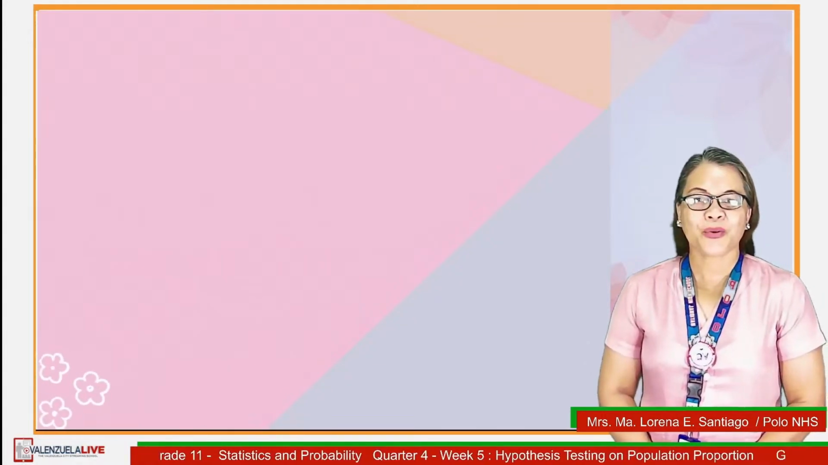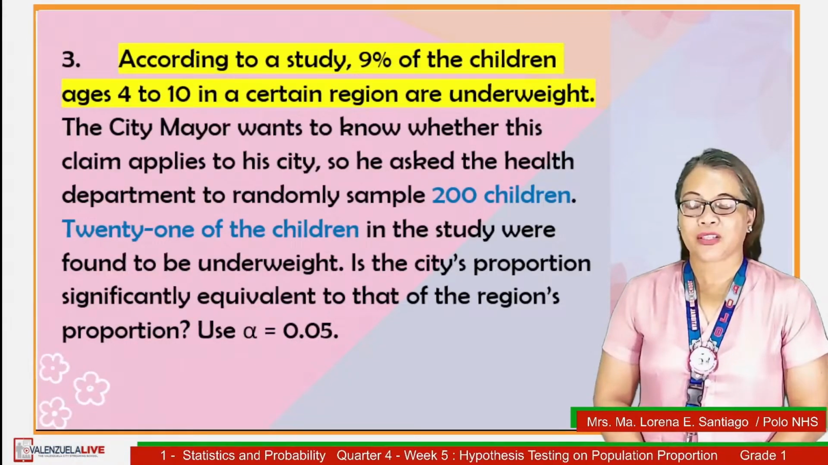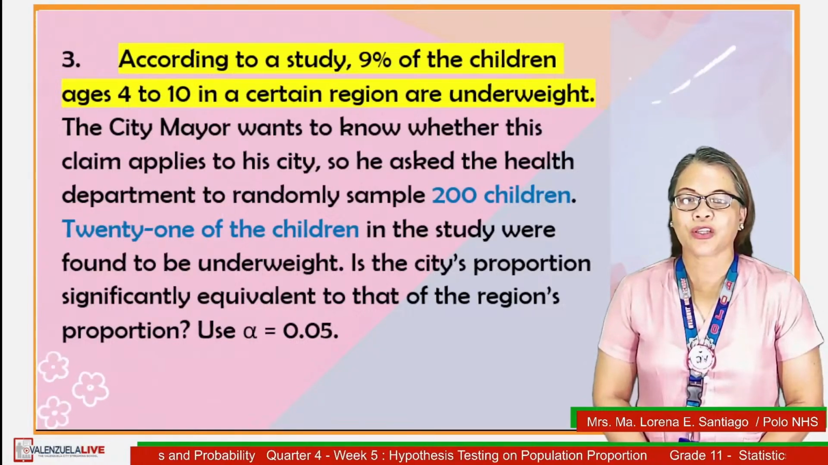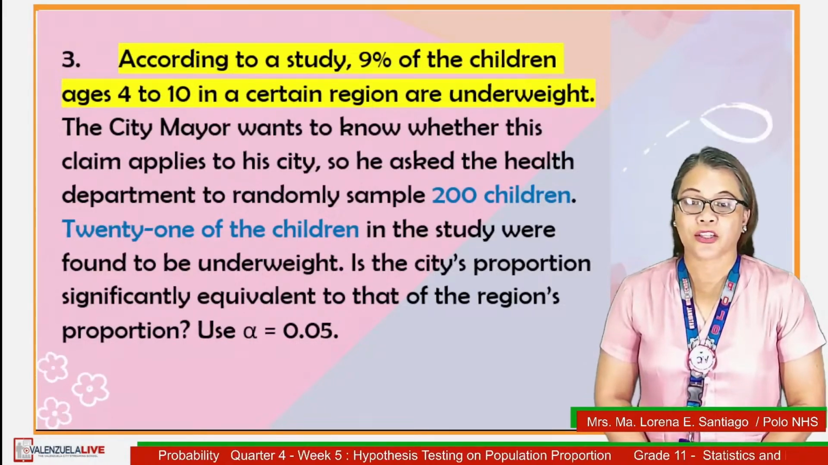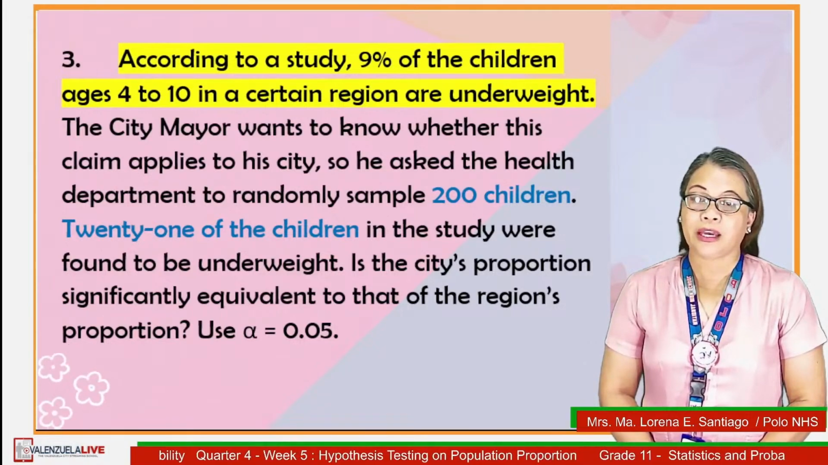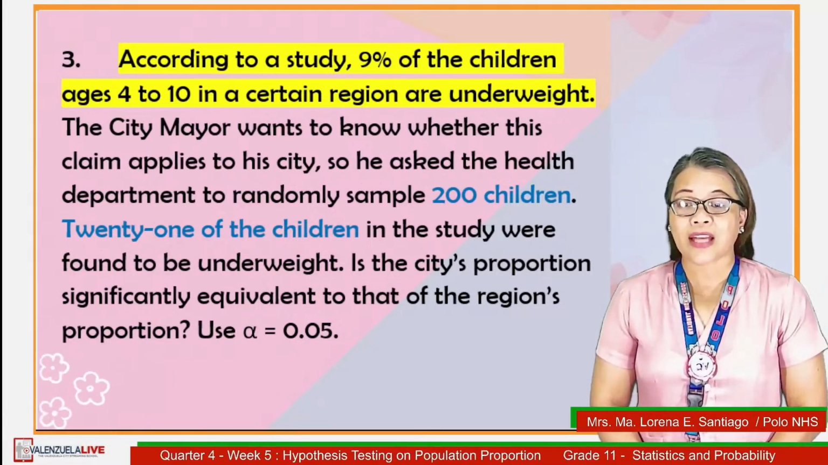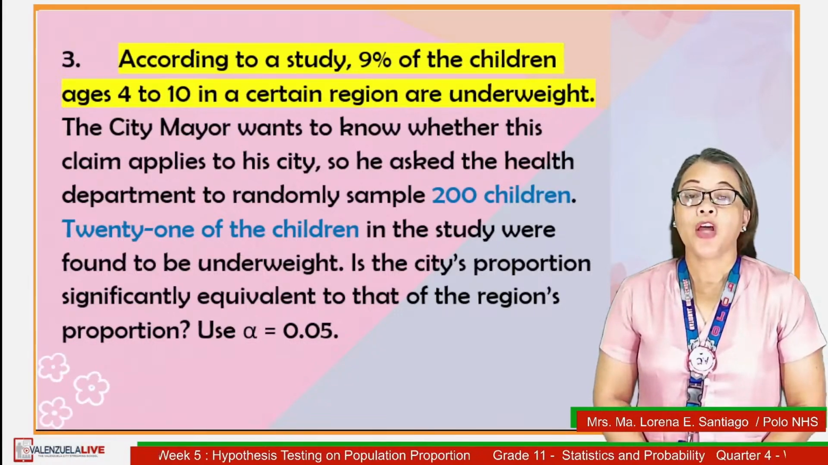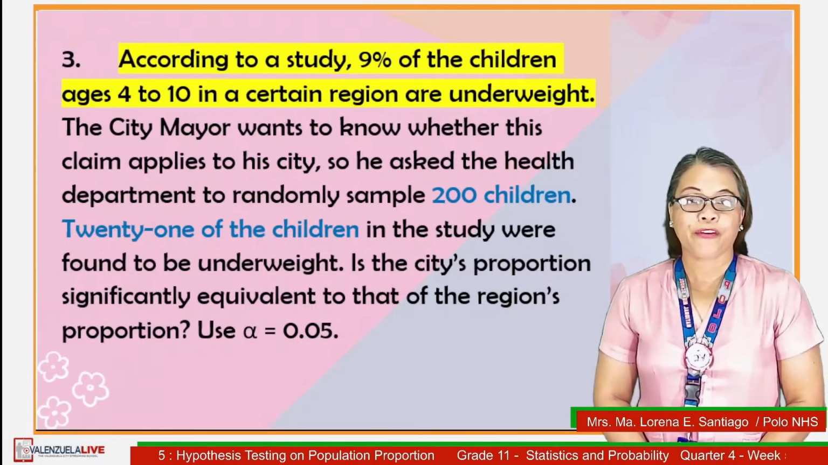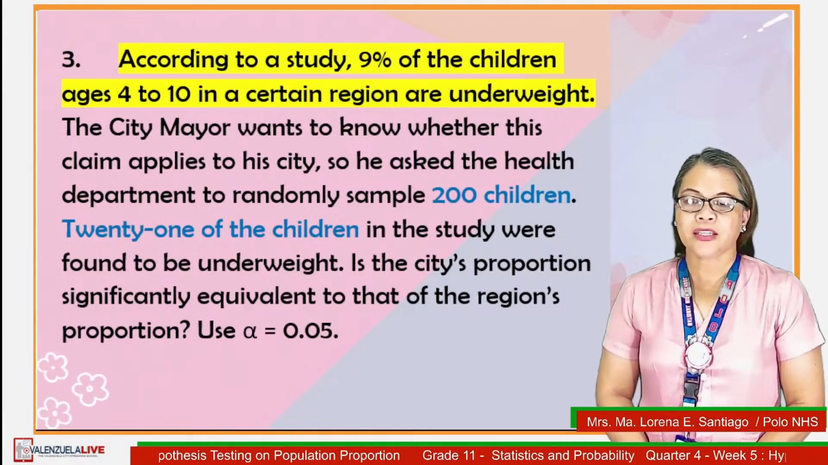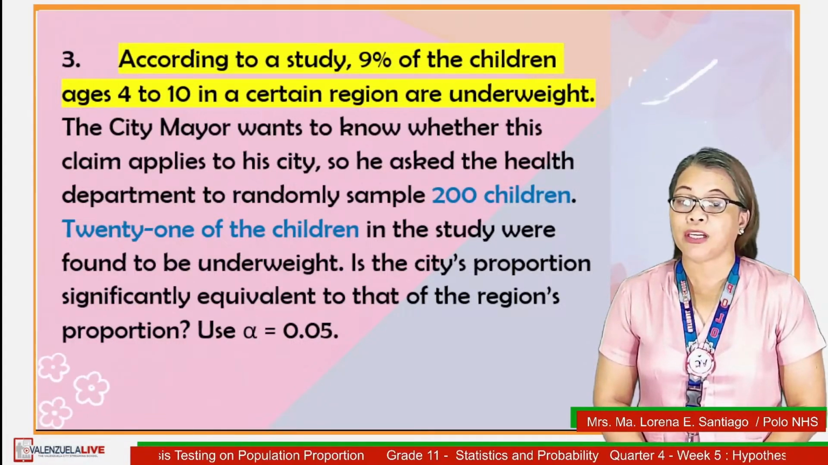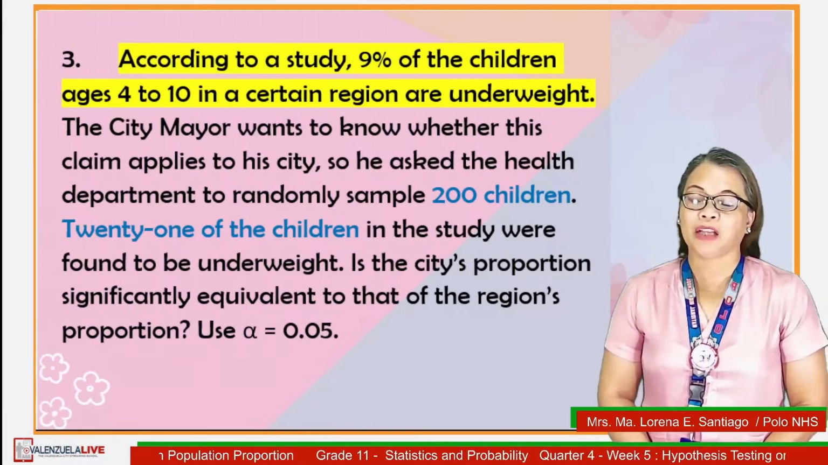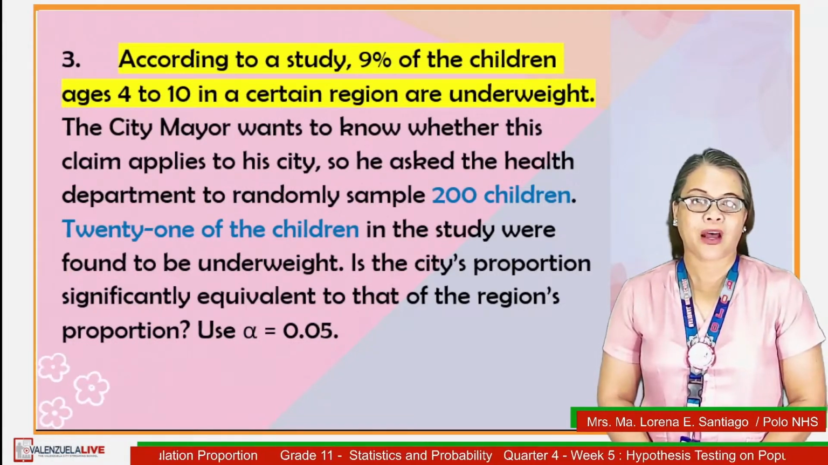Okay, this is the question. According to a study, 9% of the children ages 4 to 10 in a certain region are underweight. The city mayor wants to know whether this claim applies to his city. So he asked the health department head to randomly sample 1,200 children. 21 of the children in his study were found to be underweight. Is the city's proportion significantly equivalent to that of the region's proportion? Let us use alpha equal to 0.05 to find it out.